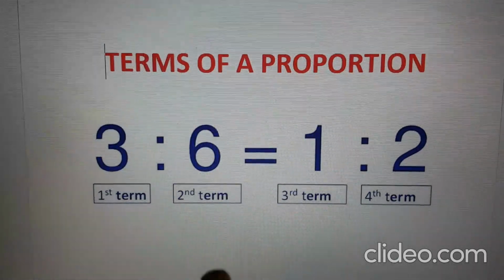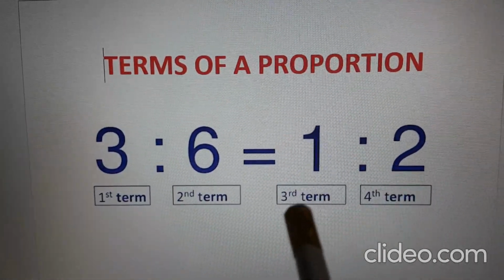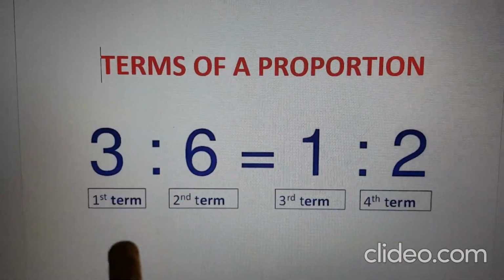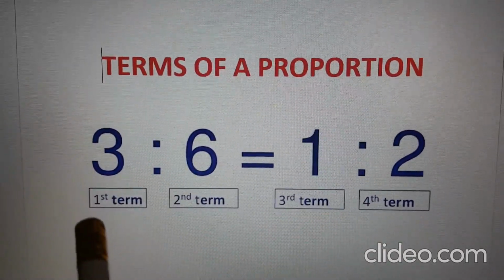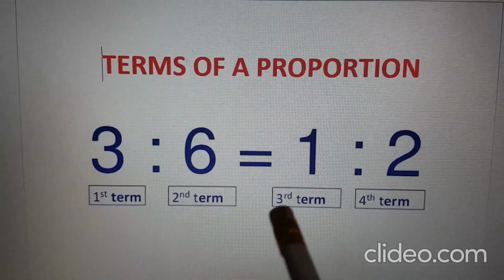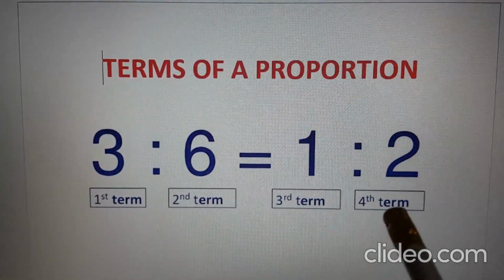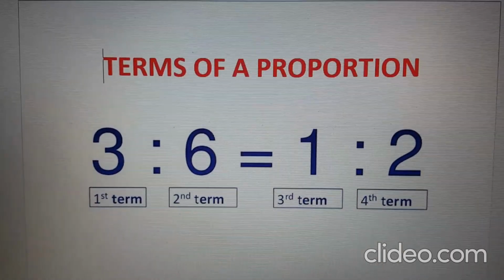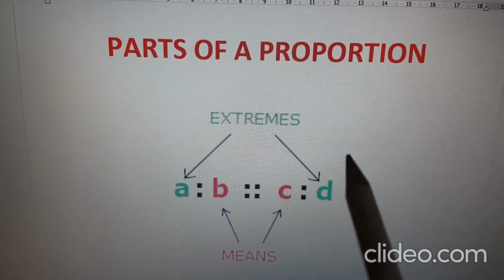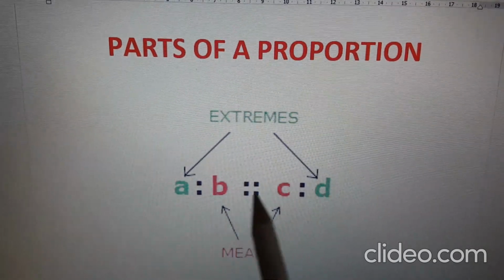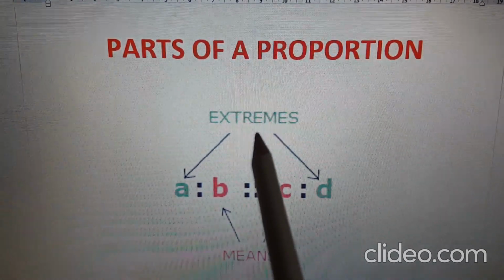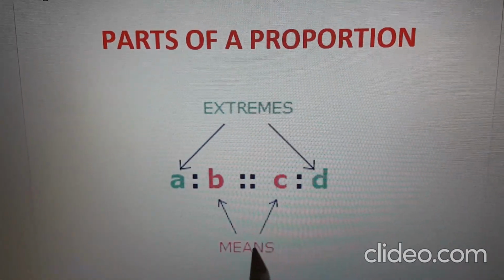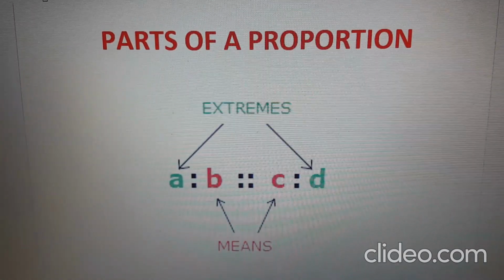Terms of a proportion. When two ratios are equal, they are said to be in proportion. The first is called first term, then second term, then third term and fourth term. These are called the terms of a proportion. Now parts of a proportion. First term and fourth term are called extremes, while second term and third term are called means.